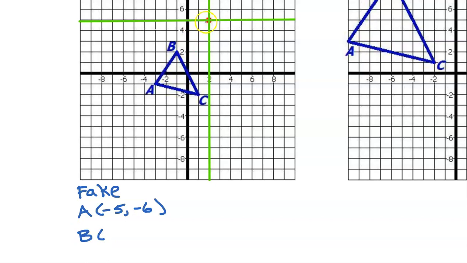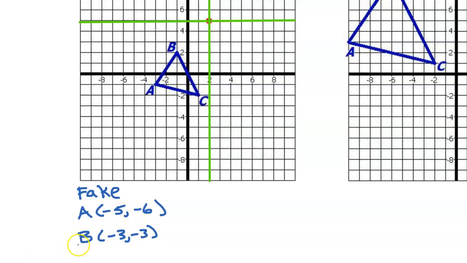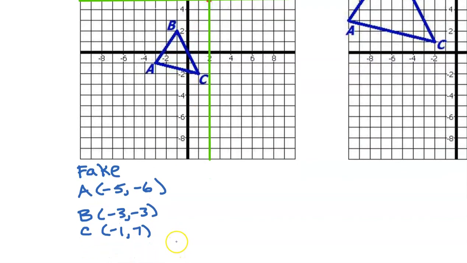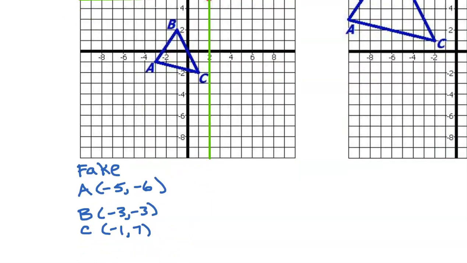All right, this will be a little bit easier to count. This is left 3 and down 3. So this is -3, comma, -3. All right, now for fake point C. Let's see, it's left 1 and down 7. So -1, comma, 7.